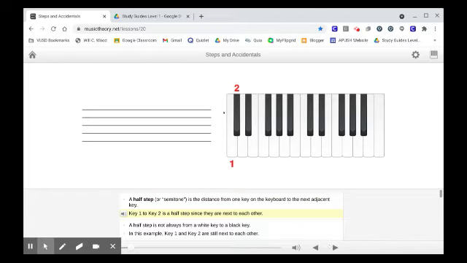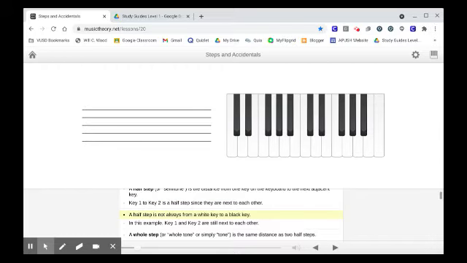So, for example, it would be key 1 and key 2. The distance from going to key 1 to 2 would be considered a half step. It doesn't always have to be a white key to a black key. It's just like that in that specific example.